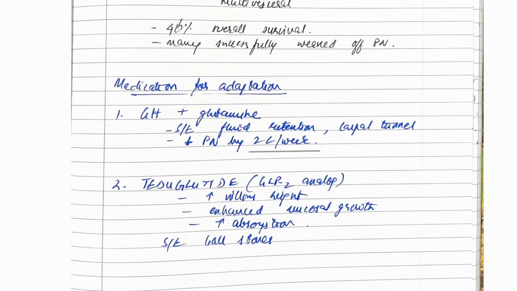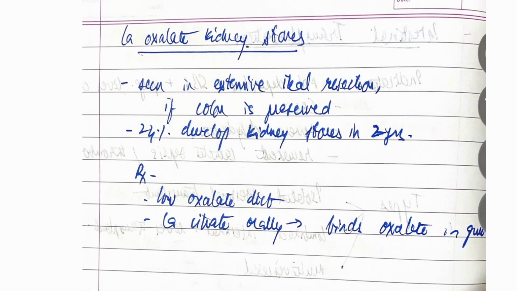GLP-2 analog called teduglutide. This increases the villus height and causes enhanced mucosal growth and increased absorption. The side effect of teduglutide is gallstones.